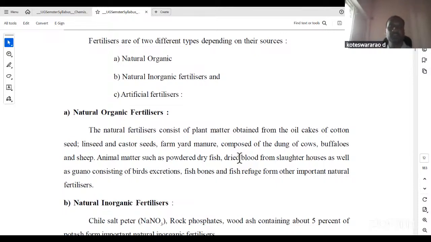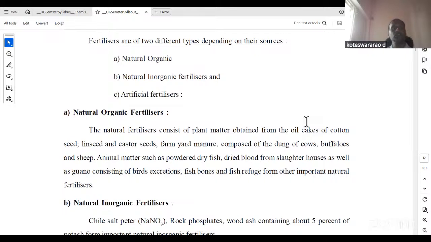Okay, natural organic fertilizers. These natural fertilizers consist of plant matter obtained from the oil cake of cotton seeds, linseed and castor seeds, farmyard manure, compost of the dung of cow, buffaloes, and sheep. Animal matter such as powdered dry fish, dried blood from the slaughterhouses, as well as guano consisting of bird excreta, fish bones, and fish refuse form the other important natural fertilizers.